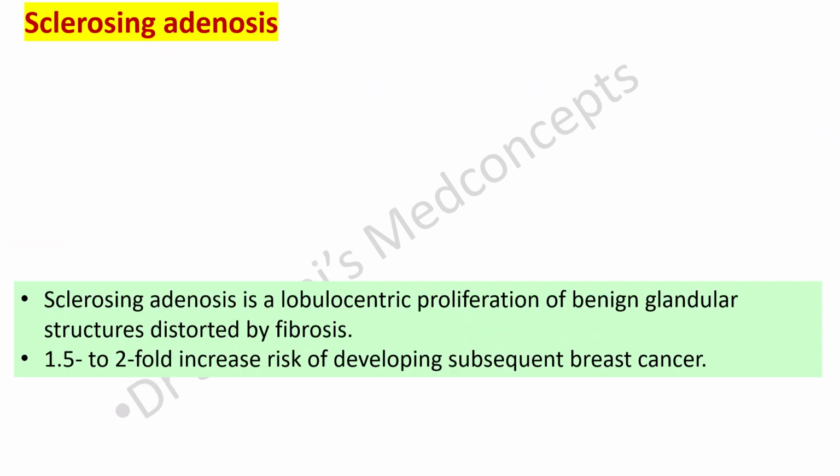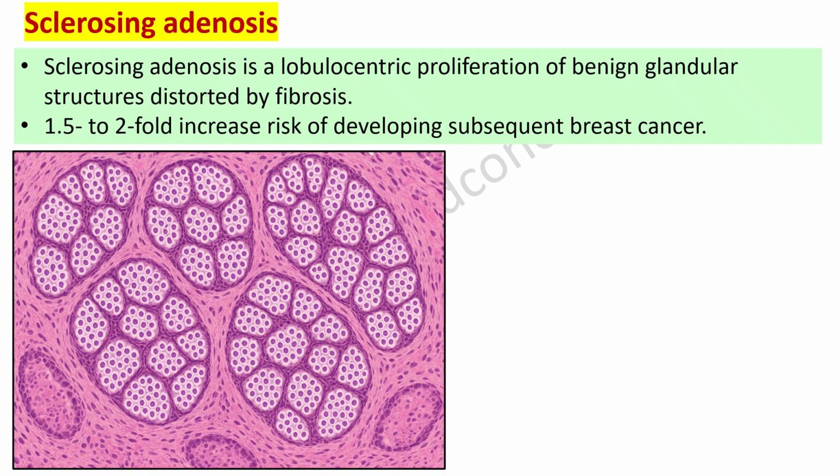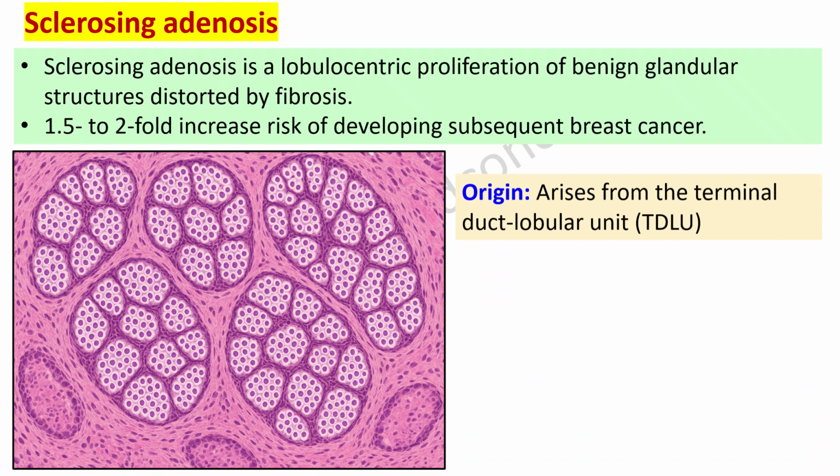Coming in detail about sclerosing adenosis, what is sclerosing adenosis? It is a lobulocentric proliferation of benign glandular structures which are distorted by fibrosis. It has a 1.5 to 2-fold increased risk of developing subsequent breast cancer. So this is a diagram showing sclerosing adenosis.